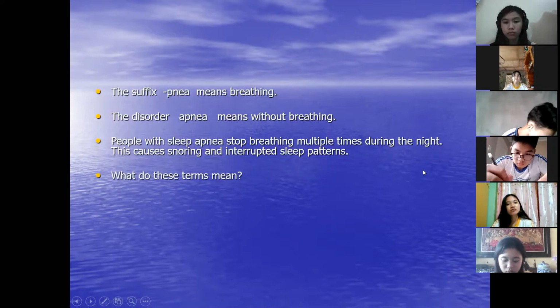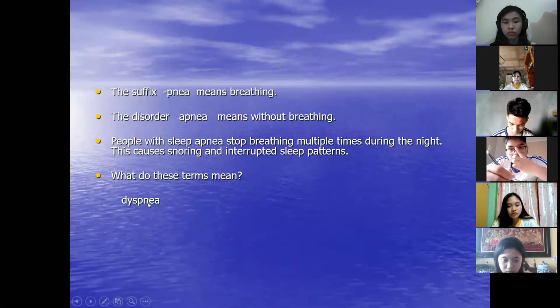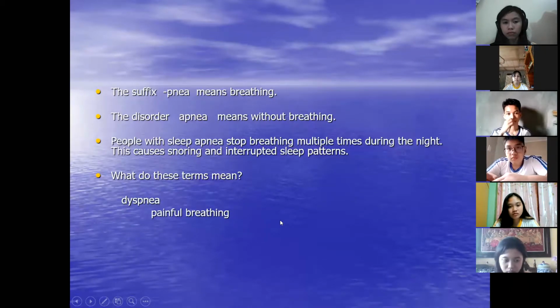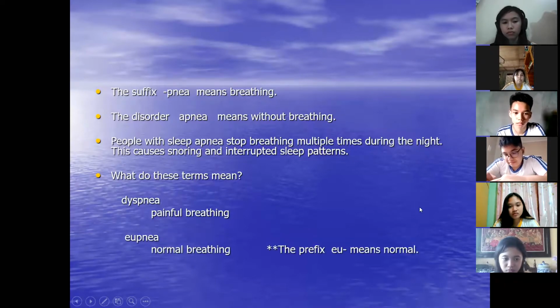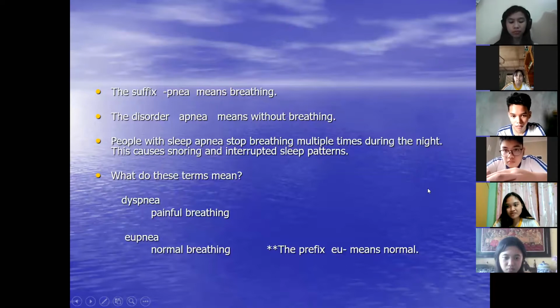Whereas we have the terminology as well, dyspnea. Nia means breathing, and dys- means hard, difficult, or painful. So therefore, dyspnea is difficulty in breathing or painful breathing. And then eupnea, eupnea is normal breathing. Eu means normal, nia means breathing. Eupnea means normal breathing.